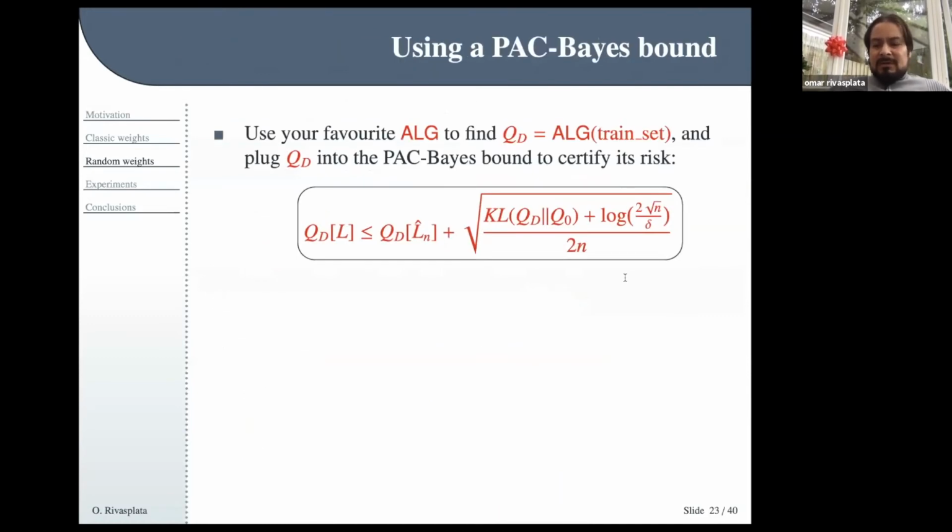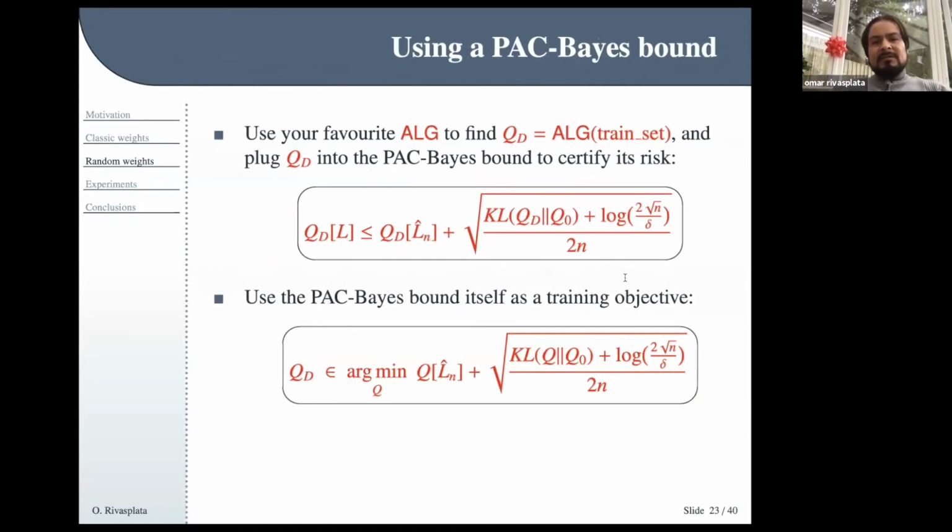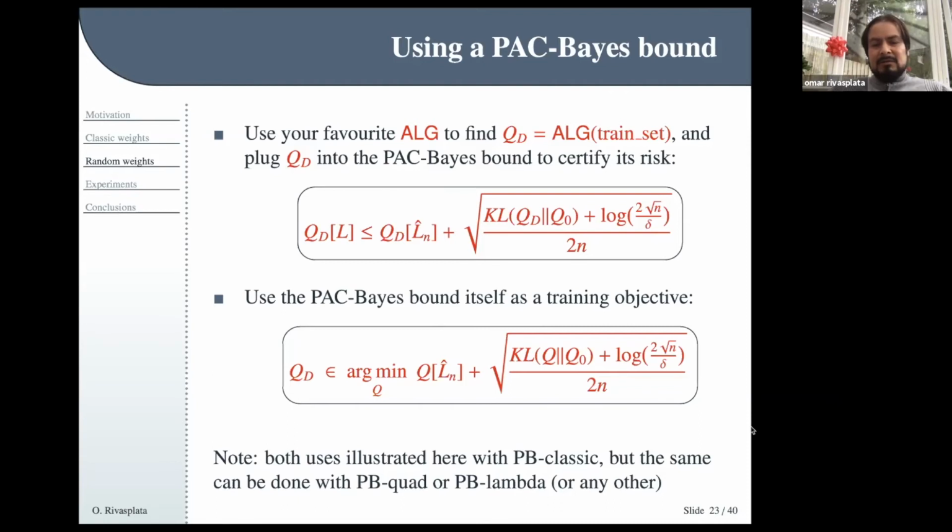So that's about PAC-Bayes bounds. Here are two typical uses of a PAC-Bayes bound. Once you know a PAC-Bayes bound, you could have an algorithm that finds a data dependent distribution over weights, some rule that gives you a probability distribution over weights, and then use a PAC-Bayes bound to certify the risk of the learned randomizing distribution. Or, as in the example I discussed at the beginning, you can use the bound minimizing approach: you declare a learning rule by saying, I'm going to find a distribution that minimizes the PAC-Bayes bound. Both approaches are illustrated here with the PAC-Bayes classic bound, but the same can be done with the PAC-Bayes quadratic bound, the PAC-Bayes lambda bound, or any other PAC-Bayes bound for that matter.